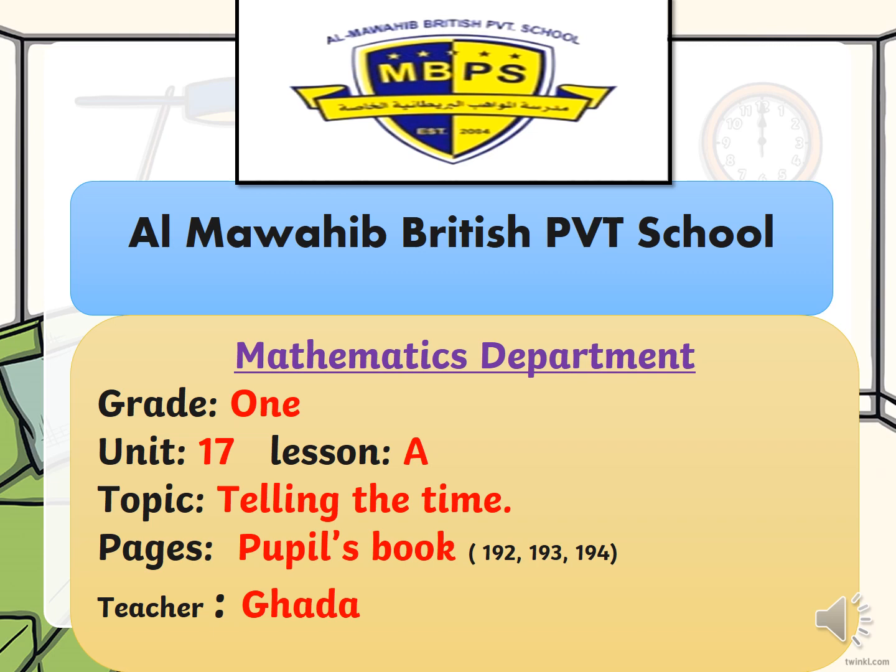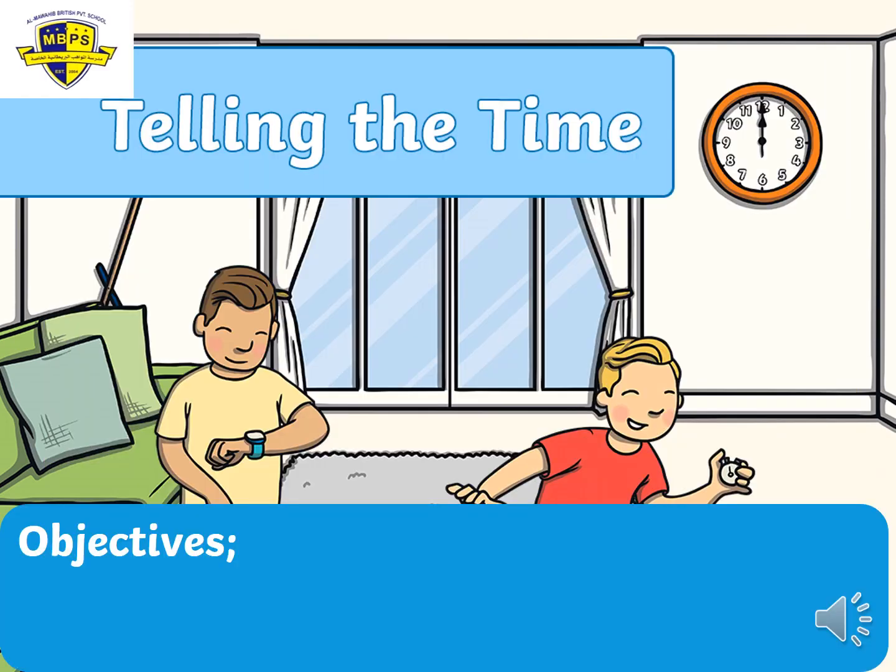Today we are going to start in Unit 17, Lesson A. Our topic is about telling the time. And you can follow this topic in your Pupils Book pages 192, 193, and 194. Telling the time. Let's read our objectives for today.